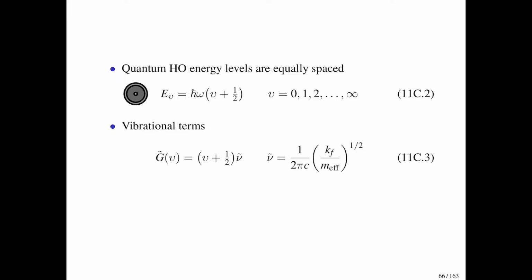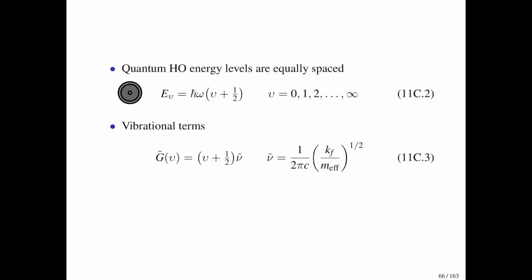So this is a formula that we've looked at previously. Here, the quantum number is the Greek letter upsilon. So upsilon ranges from 0 up to infinity. And this is the formula for calculating the energy levels. The key feature of the harmonic oscillator model is that the energy levels are equally spaced.